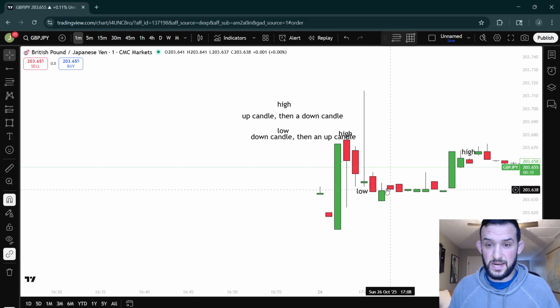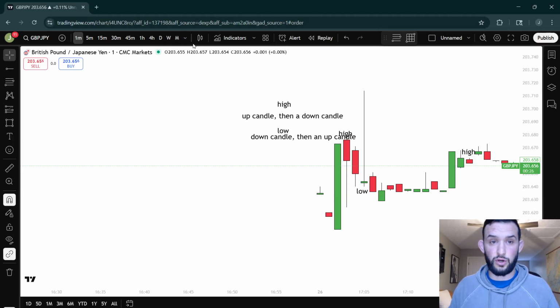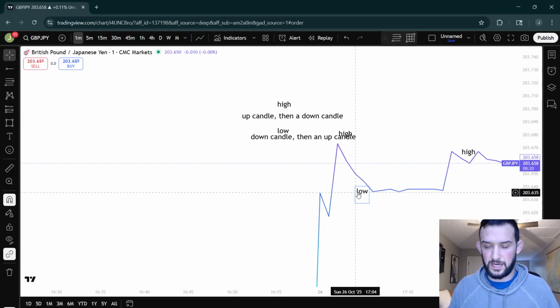A down candle, then an up candle. So where's the lowest between these 2 points? It didn't leave a wick, but it'll be at the closing price of this up candle, right? This bullish candle. So here's a low right here because it's a down candle, then an up candle. Again, if you look at a line chart to make this easier, there's the lowest point right there. It peaks right there, or a low peak, I guess you could say.